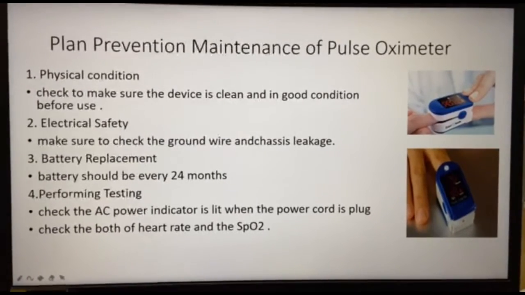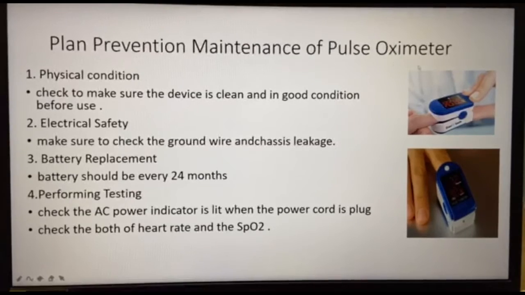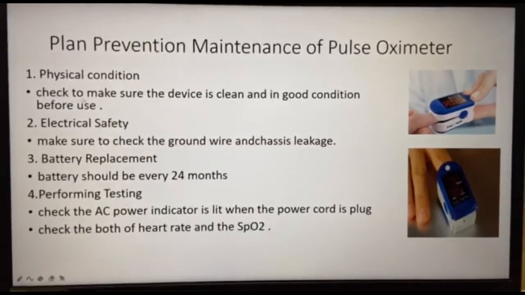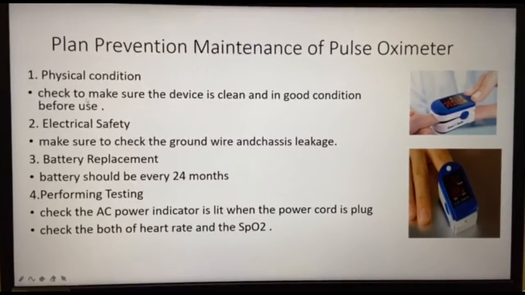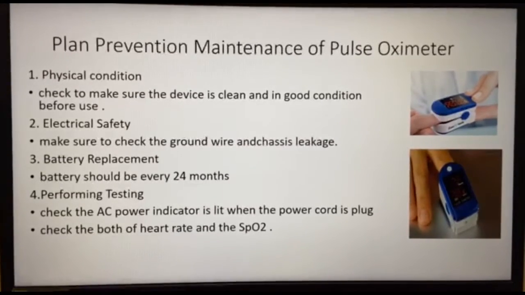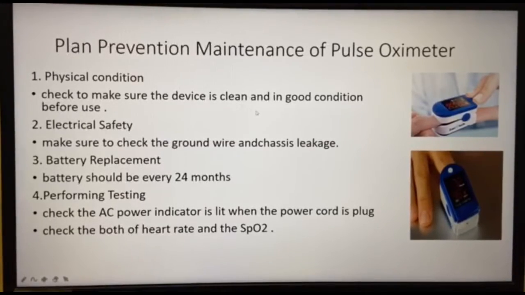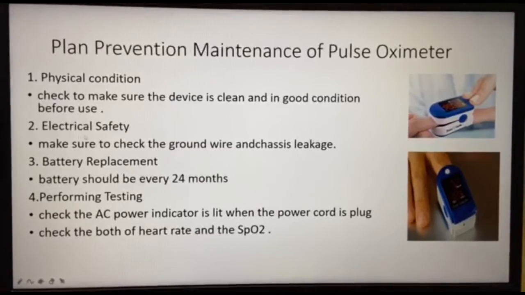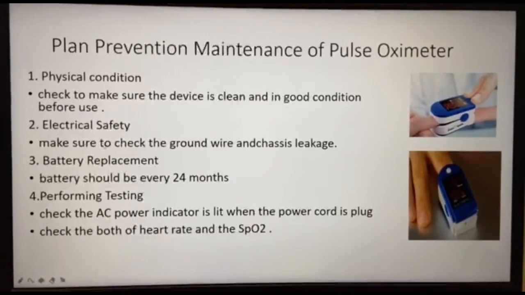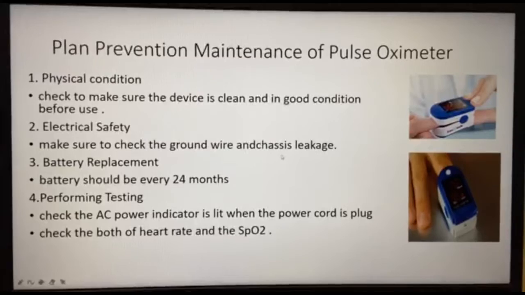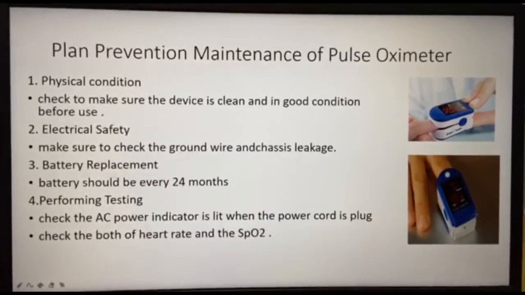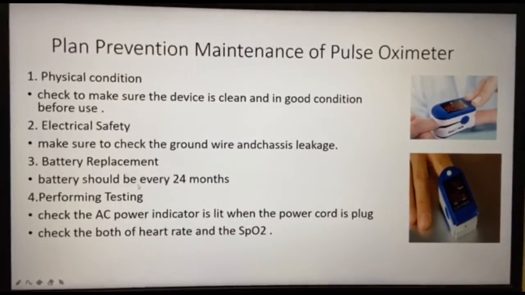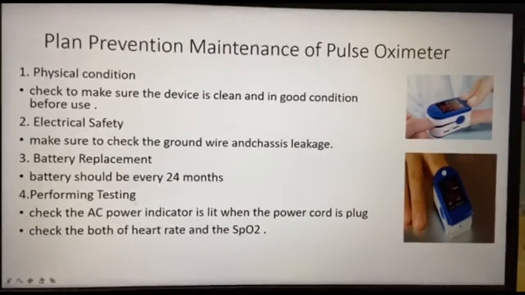Okay, so this is the planned preventive maintenance of the pulse oximeter. First is physical condition. We need to check this pulse oximeter to make sure the device is clean and in good condition before use. It also needs electrical safety. We need to check the ground wire and chassis leakage. Then there is battery replacement. The battery should be replaced every 24 months.